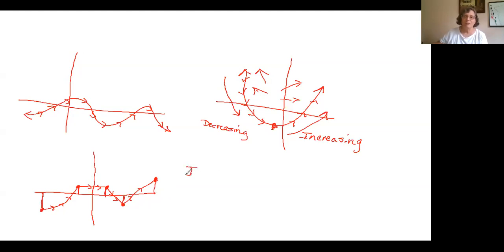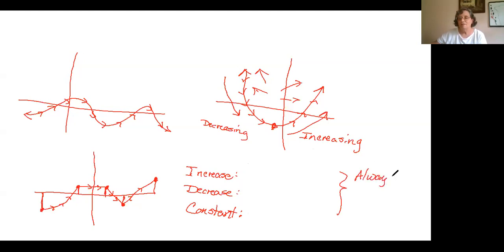Now, the thing you have to remember is that when you list intervals of increase, intervals of decrease, and intervals where the function is constant, the increase, decrease, and constant is always given only in terms of the x values where the y is doing that.